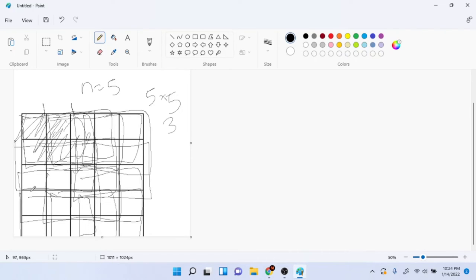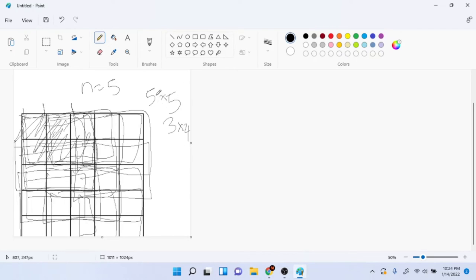And then how many per column? Let's see, how many columns are there? One, two, three, four. So there's four of these giant rectangles per column. Okay, so the answer would be 3 times 4.